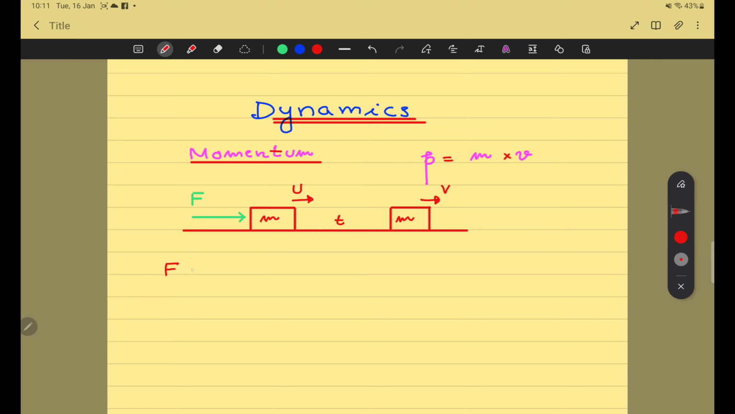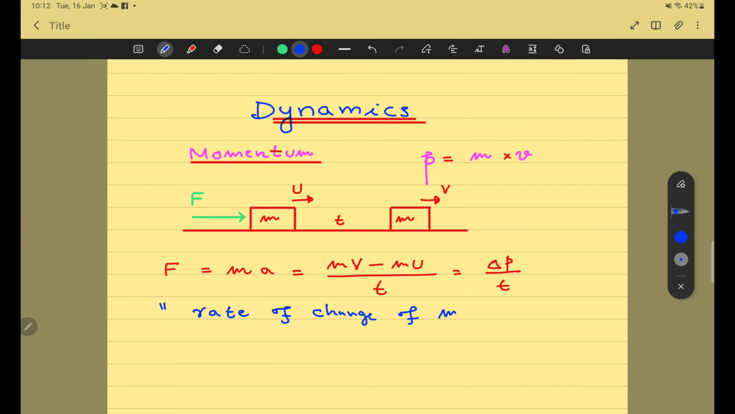So in IGCSE, we study the basic formula of force equal to ma, but its other formula is change of momentum divided by time. And if you are dividing by time, then you can write that force equals the rate of change of momentum. It is the IGCSE definition: force is the rate of change of momentum.